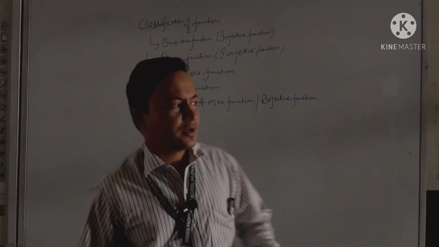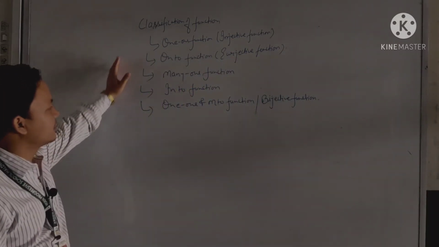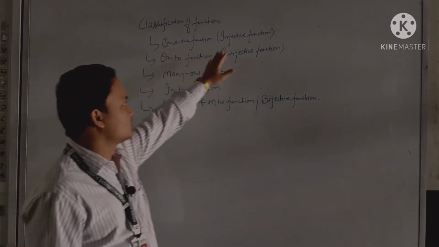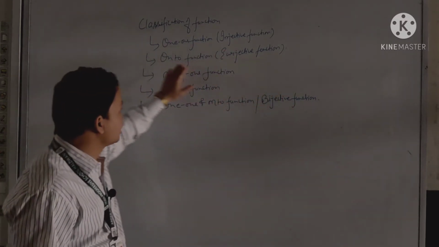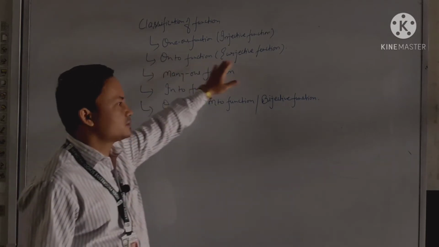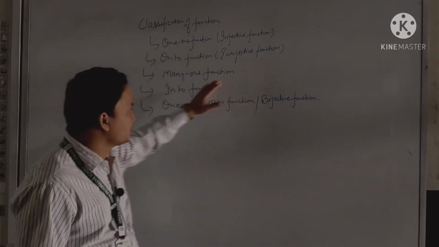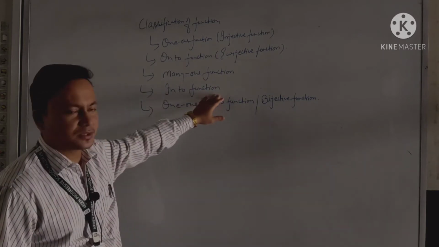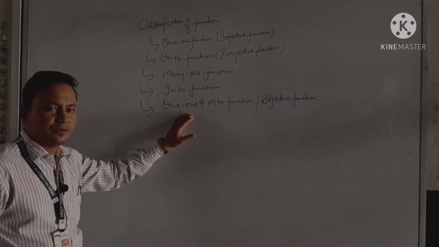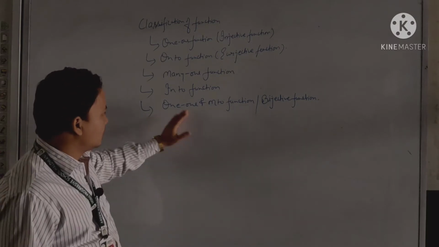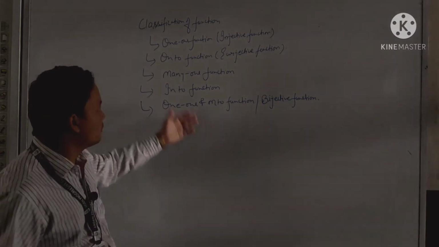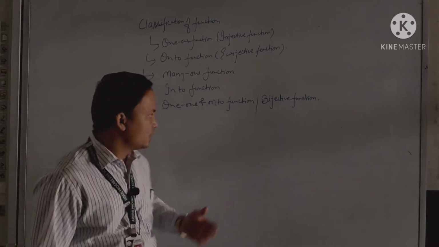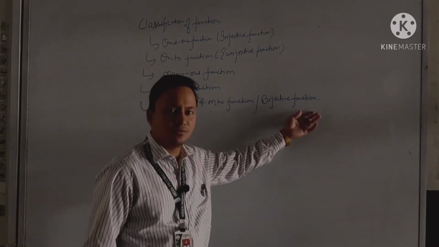So dear students, now we are talking about the classification of functions. There are four types of function. The very first is one-one function, which is also known as injective function, and the second one is onto function, which is also known as surjective function. The third one is many-one function, and the fourth one is into function. Now this is a fifth variety of function, which is the summarized way of one-one and onto function. If any function is one-one as well as onto, then it is known as bijective function.